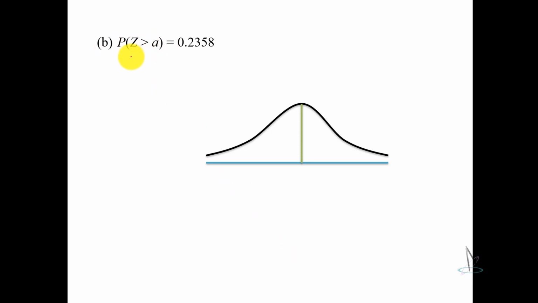Okay, the second one. Probability of Z greater than A is 0.2358. Again, draw the bell-shaped curve. So right in the middle, this is 0. Now we need to think a little bit, where is A? Is it on the left-hand side or is it on the right-hand side? Referring to this symbol over here, Z greater than A, that means I'm going to the right-hand side. So if this is my A, that means everything on the right-hand side.